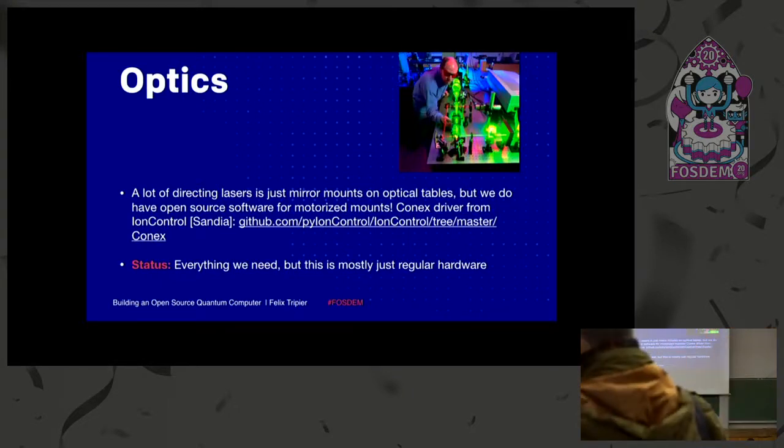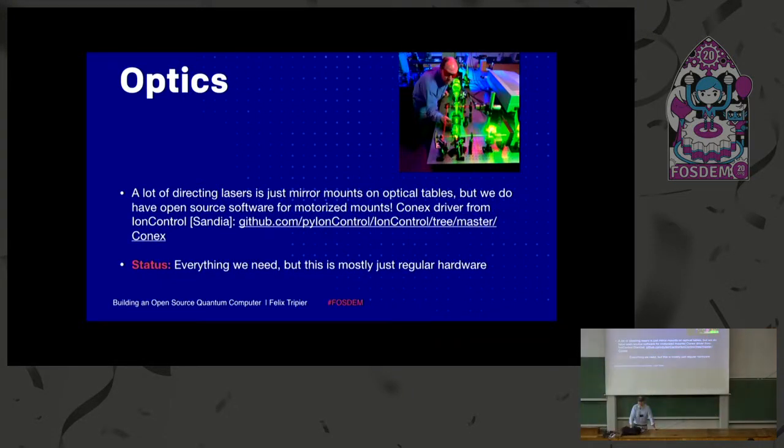Lastly, you need optics. You need to route the beams so they're actually pointing at the trap and the ions. For here, most of it is just mechanical. You just set up a bunch of mirrors on a table. So there's no software or hardware involved or anything that we would need from open source space. But some setups need motorized mounts. You need to change the direction of the laser.